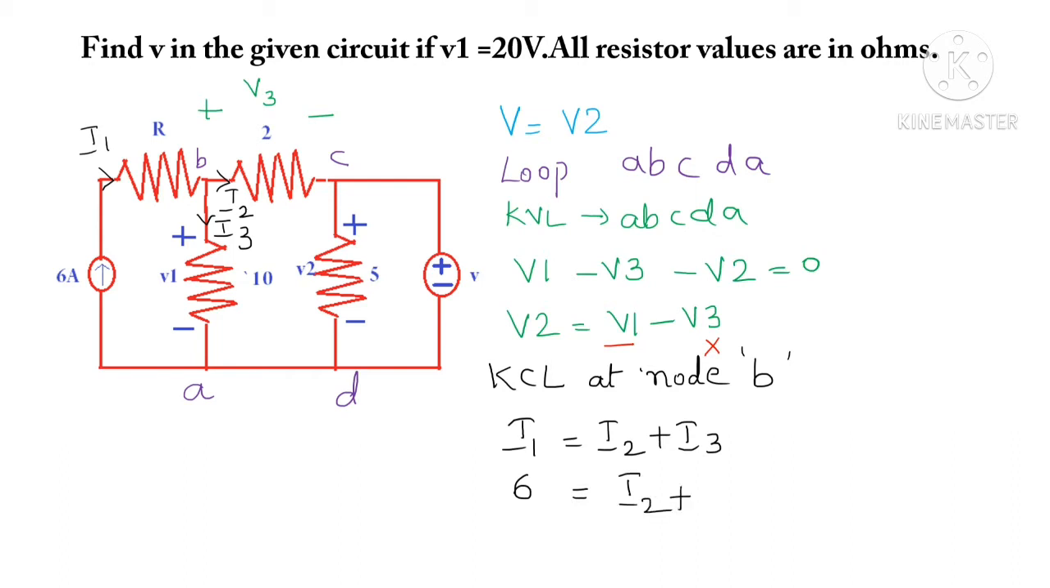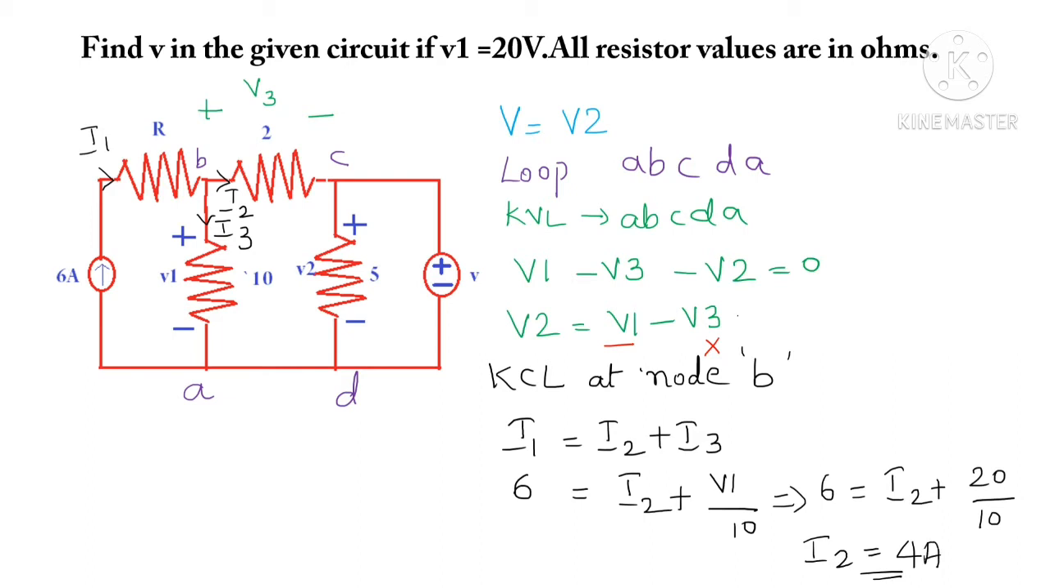What is I3? I3 is the current through the 10 ohm resistor. It is V1 by 10. What is V1? V1 is 20. So 6 equals I2 plus 20 by 10. 20 by 10 is 2. So what do we get? I2 is equal to 4. So the current through the 2 ohm resistor is 4 amps.